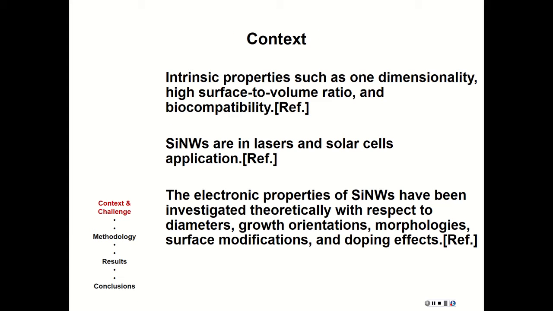Many of the slides I just borrowed from my previous talk. Here is the motivation. We know silicon nanowires have unique properties such as one-dimensionality and high surface to volume ratio, and they are applicable in optoelectronic devices, lasers, and solar cells. So far, many properties of silicon nanowires have been studied with respect to diameters, growth orientations, morphologies, surface modifications, and doping effects.